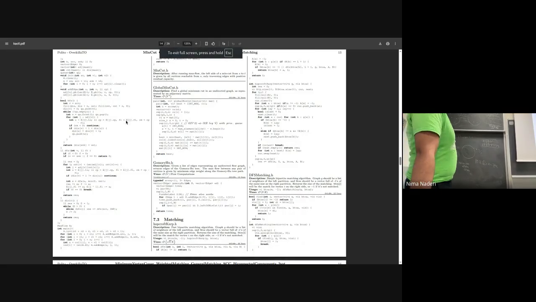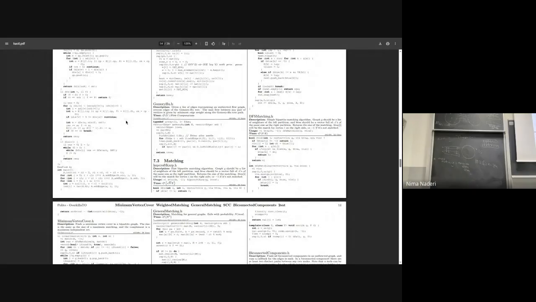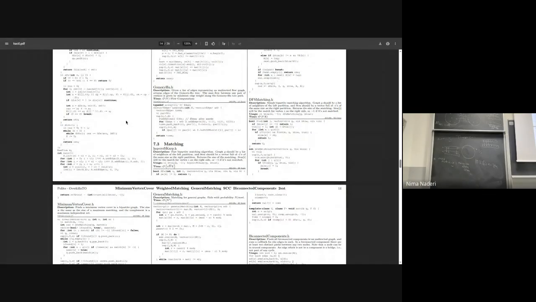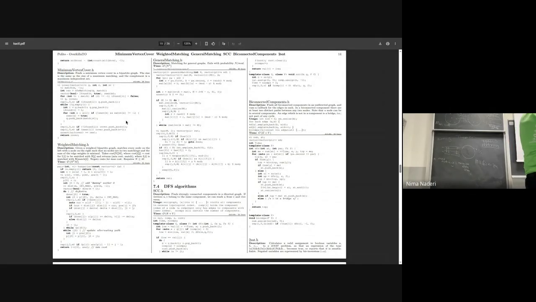Then let's skip the matching part and DFS matching. It's the same algorithm. And we also have these things that you can read. Oh, yeah, it was written here. Okay, nice. And the complement is a maximum independent set. So basically, playing with these facts, I think it's enough to solve problems.